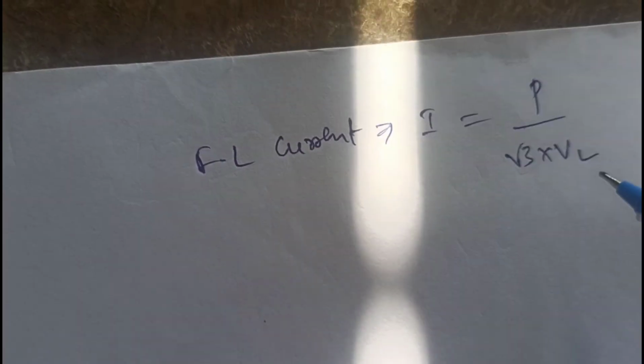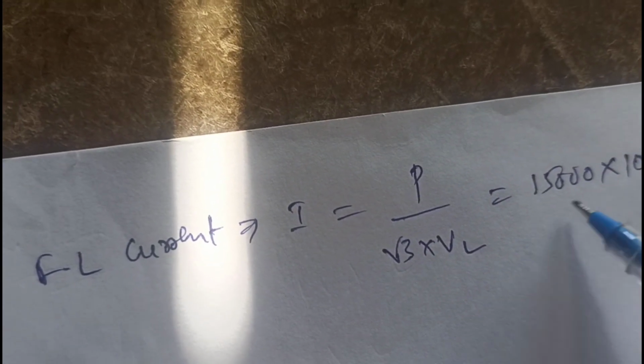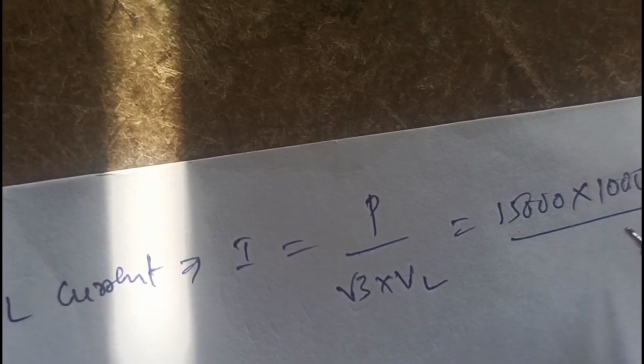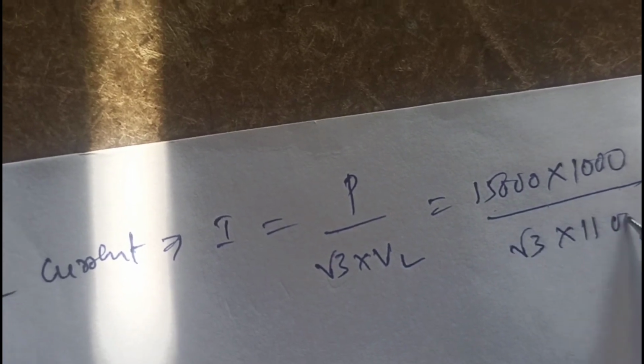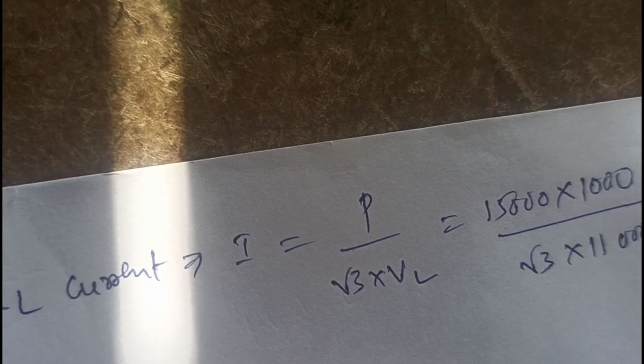Next, what is the full load current formula? The full load current formula is I equals P divided by root 3 into VL. P, the power rating already given, is 15,000 kVA. So 15,000 kVA times 1000, divided by root 3 into VL, the line voltage, 11,000. So you get 787.29 amperes.